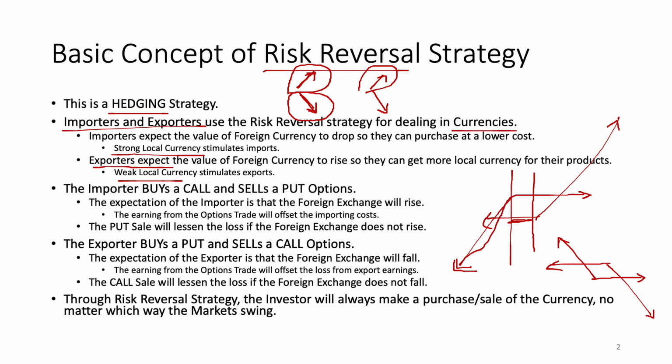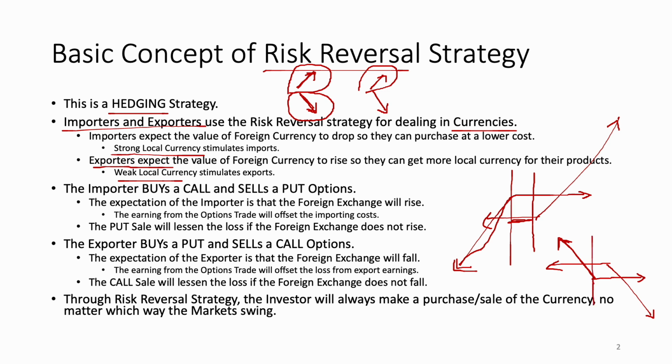What happens is that, supposing the price of the currency drops, which is against the exporter's wishes, then he will make a profit from the option, which will offset the loss from his exports. So this is his position now.